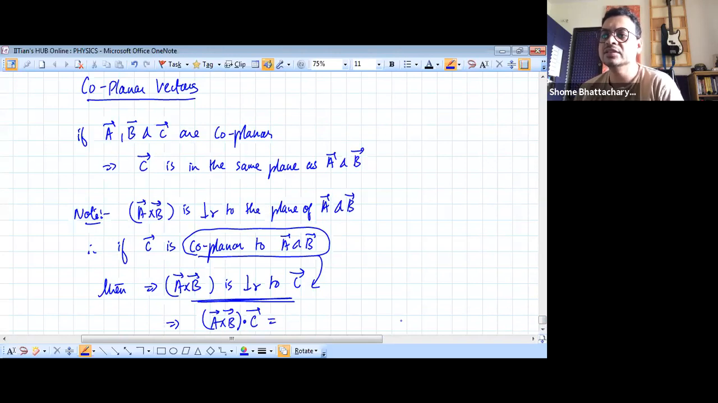And similarly, if three vectors are coplanar, then this is the condition, that the cross product of any two of them will be perpendicular to the third one. Okay, if the third vector is lying in the plane of A and B, if C is lying in the plane of A and B, then C will be perpendicular to the normal, and the normal or the perpendicular is nothing but A cross B. So C will be perpendicular to A cross B. Okay, so this is one additional concept to remember.